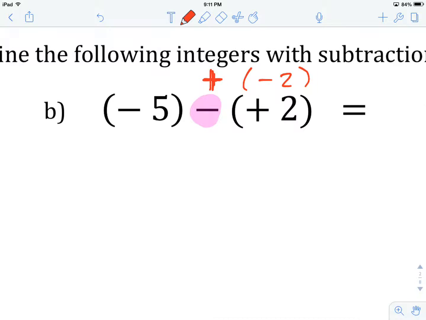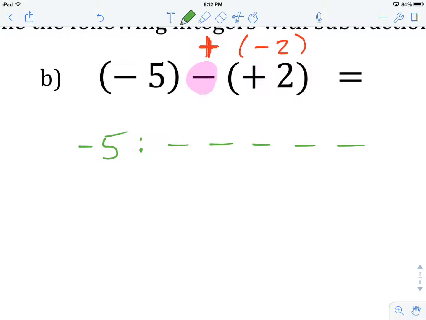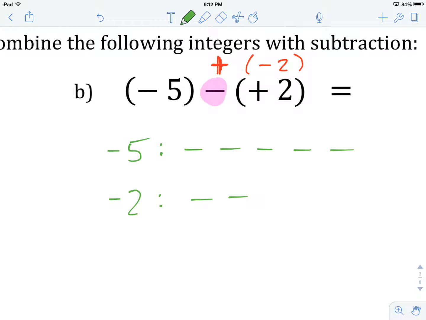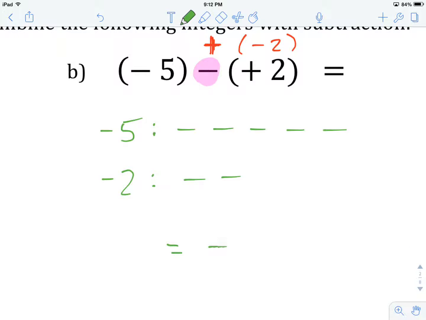And now we write these out. So our first integer is -5. Looks like this. 1, 2, 3, 4, 5 of them. Our second integer is -2. Looks like this. 1, 2. Now we're going to combine pluses and minuses. Again, in this case, we don't have any plus minus pairs. All we have are minuses. So our answer is going to be minus, and now we count them up. 1, 2, 3, 4, 5, 6, 7. Our answer will be -7.